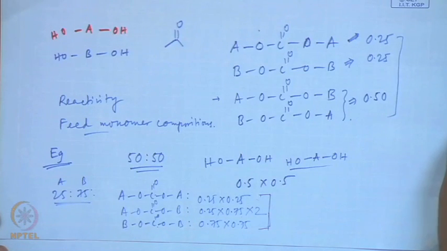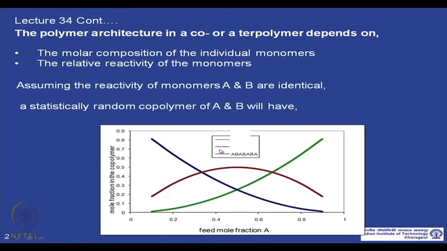This has been shown by plotting it here. If we change the feed ratio, this is the fraction for AA, this is for BB, and this is for AB linkages, for this AA carbonate or any other condensation polymer. So, this is the plot of linkage mole fraction versus feed mole ratio.